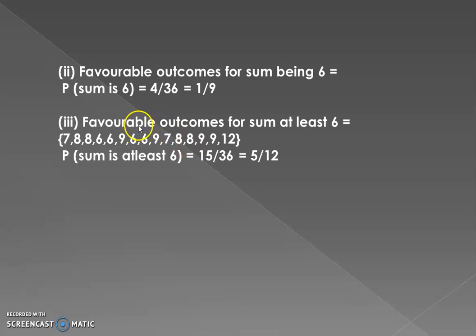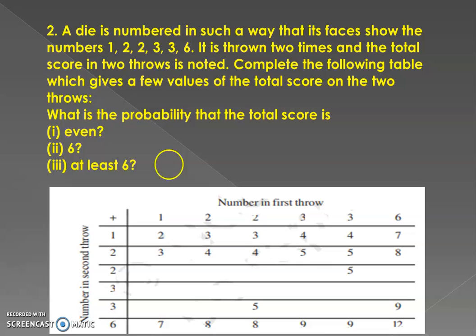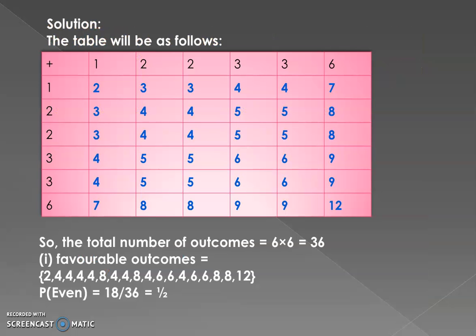And the third part is you have to find the probability of the sum being at least 6. Now the meaning of at least 6 is that it has to be minimum 6. It can be more than that also. So 6 or more than 6. So you have to list down all possible outcomes where the sum is coming either 6 or more than 6.